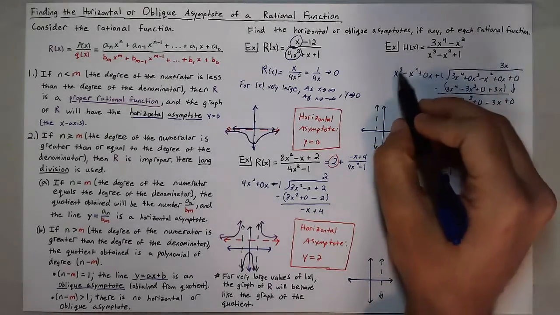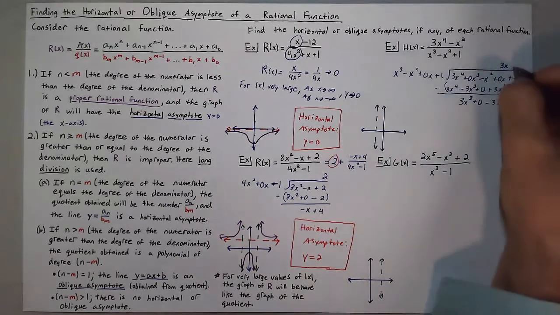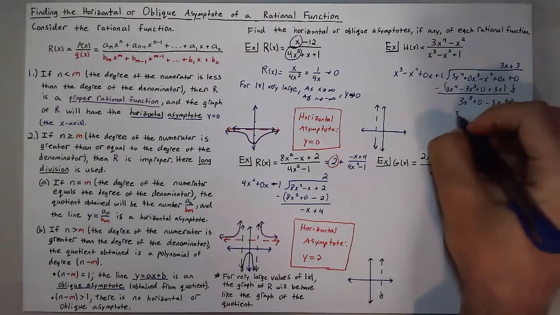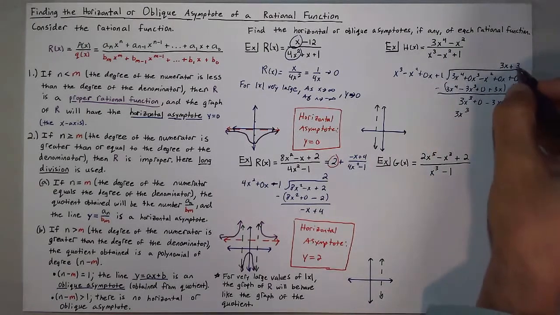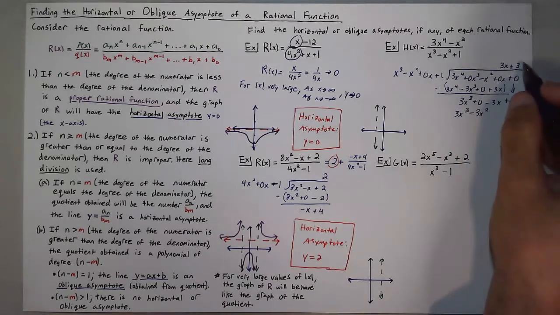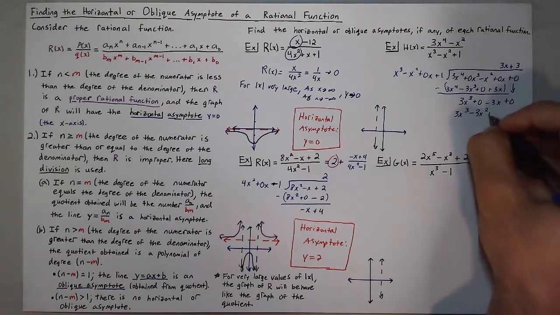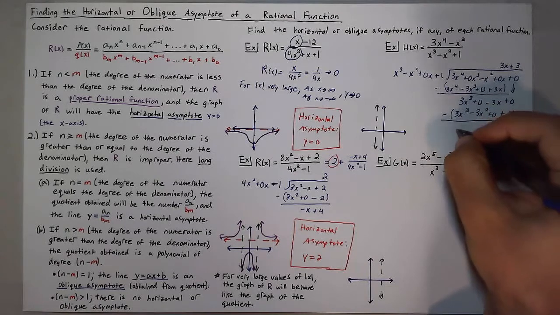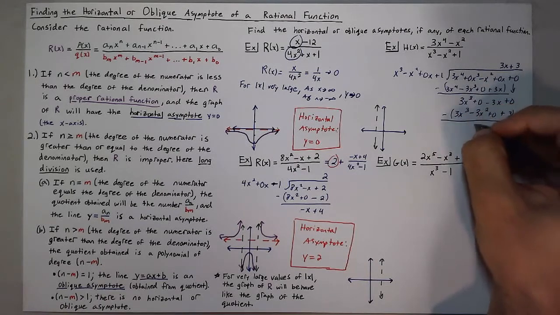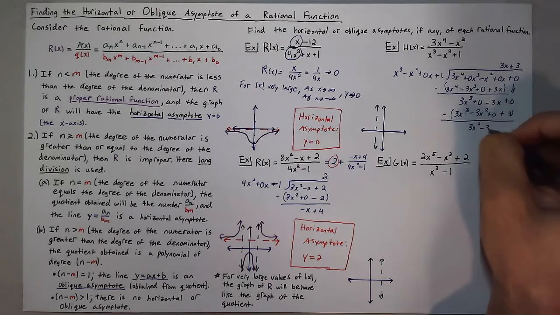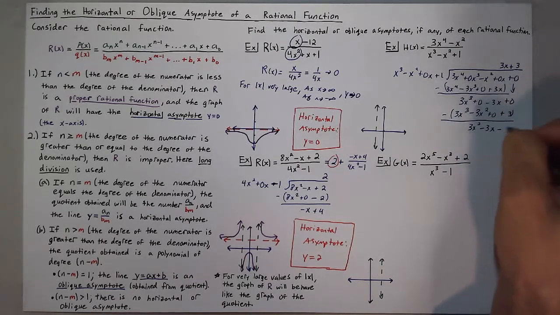How many times does x cubed go into 3x cubed? A positive 3 times. So 3 times x cubed is 3x cubed. 3 times negative x squared is negative 3x squared. 3 times 0 is 0, and 3 times 1 is 3. Then you subtract. So 3x cubed minus 3x cubed is 0. 0 minus negative 3x squared is positive 3x squared. Negative 3x minus 0 is negative 3x. And 0 minus 3 is negative 3.